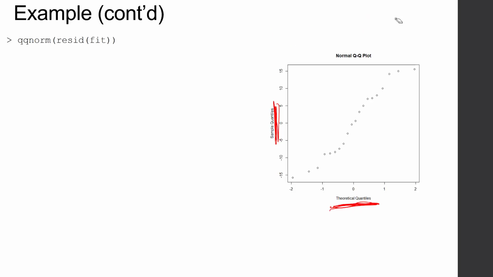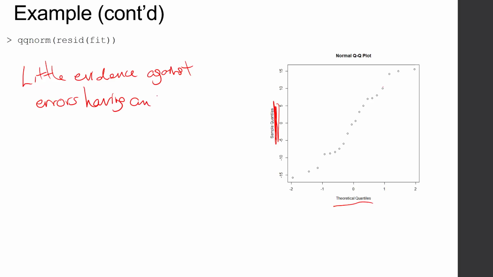So here, I see a little tiny hint of maybe an S shape starting, but it's not really that bad. So I'm going to say that there's little evidence against the errors having a normal distribution. It's not a glaring shape being made.